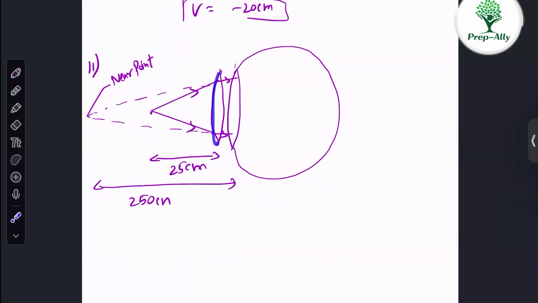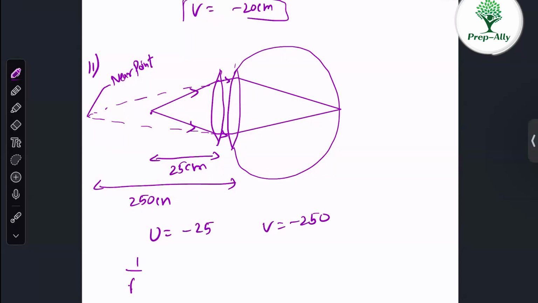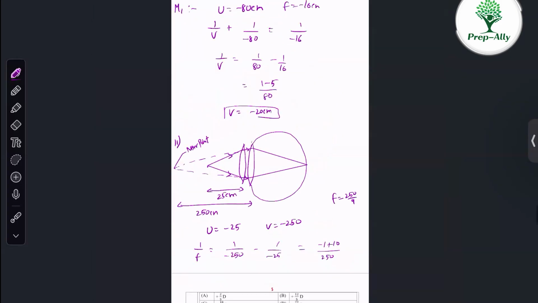So for this lens, the object is at this point. After that, the eye can automatically converge these rays and make the image form on the retina. So for the corrective lens, u equal to -25, v equal to -250. Applying the lens formula, we get the value of focal length as 1 by v minus 1 by u, which is -1 plus 10 by 250. So the focal length will be equal to 250 by 9.